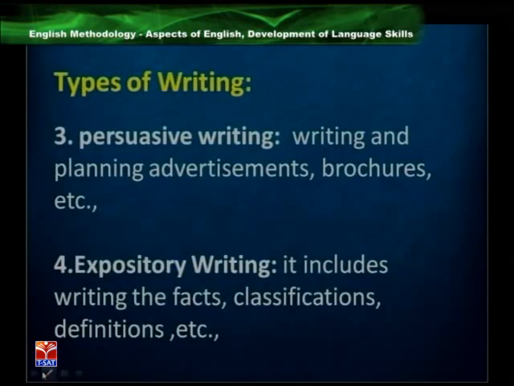The next type of writing is called expository writing. Expository writing includes facts, classification, and definition. For example, if you want to give a classification of animals or of living things, complete clarity will be there by following the classification. If you want to differentiate between 2 or 3 things, you can go for the classification by putting it into a 2-column or 3-column table.